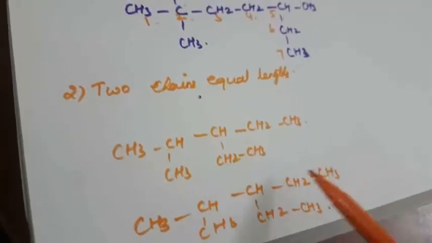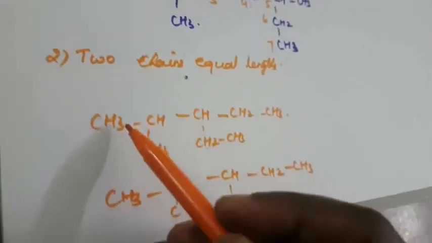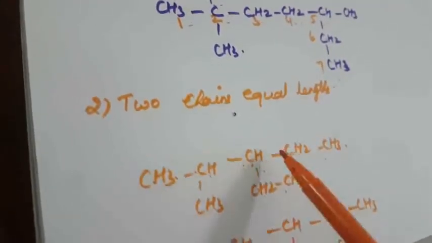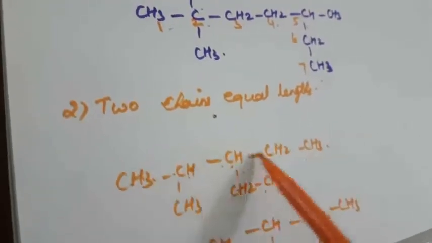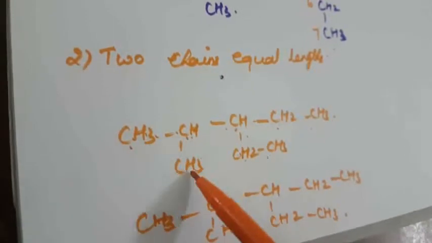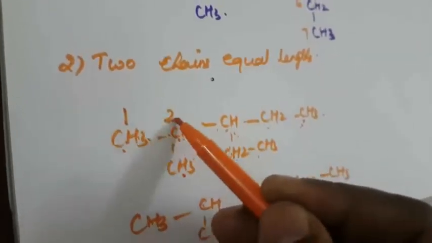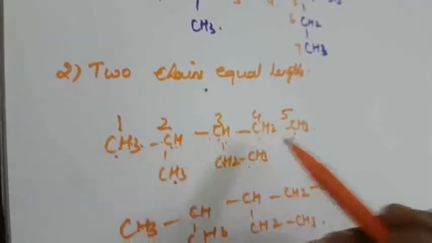First, identify the parent hydrocarbon chain. Here 1, 2, 3, 4, 5, and here 1, 2, 3, 4, 5. Both sides are equal, so two chains are of equal length. Which side do you give the number priority? Which carbon is nearer to the branch chain? The side where the branch chain is at the second position, that side you give the priority, compared to the third position. So you number 1, 2, 3, 4, 5 this way.